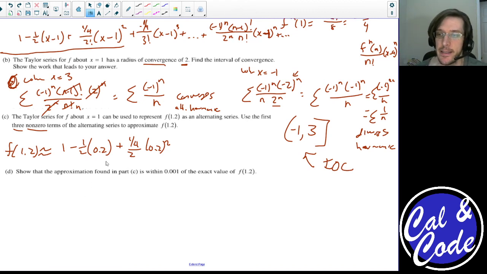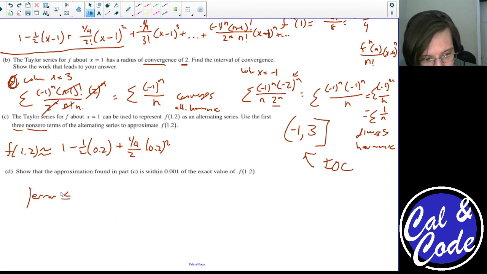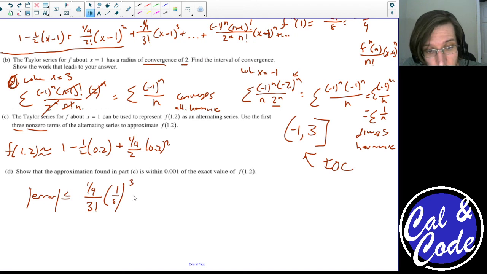Guys, what kind of series is this again? It's an alternating series. An alternating series has an alternating series error bound. To find the amount of error, we look at the next term up. Our next term up would be our cubic term. So I know that my error is less than or equal to the next term, which is the 1/4 over 3 factorial, and then I have 1/5, 0.2, to the third power.